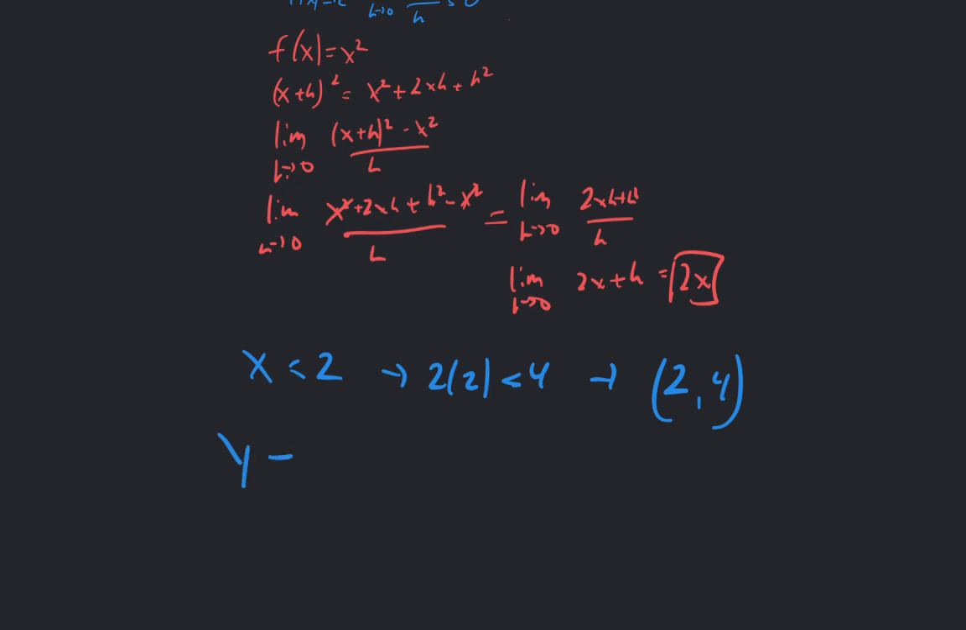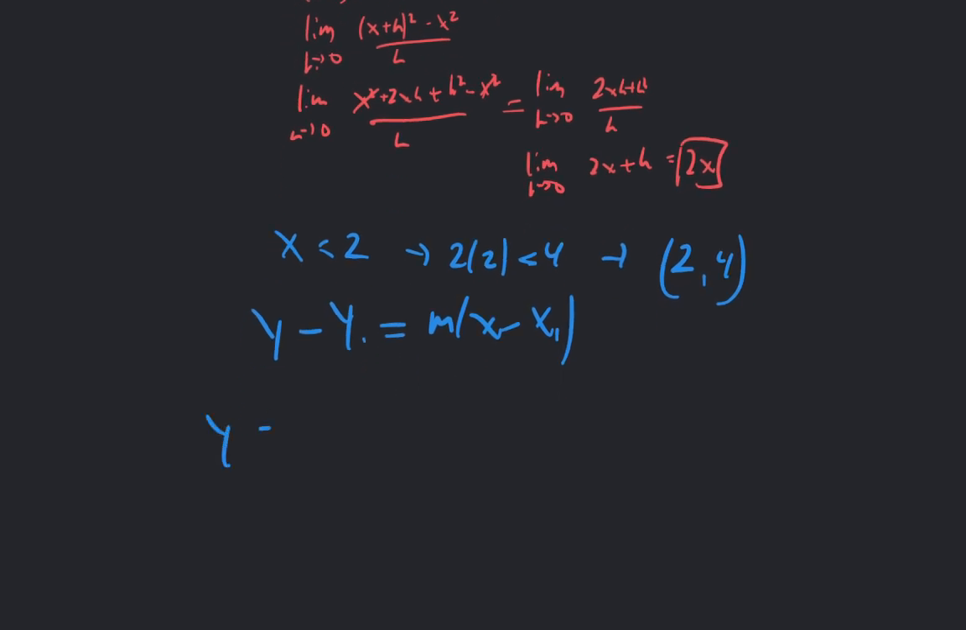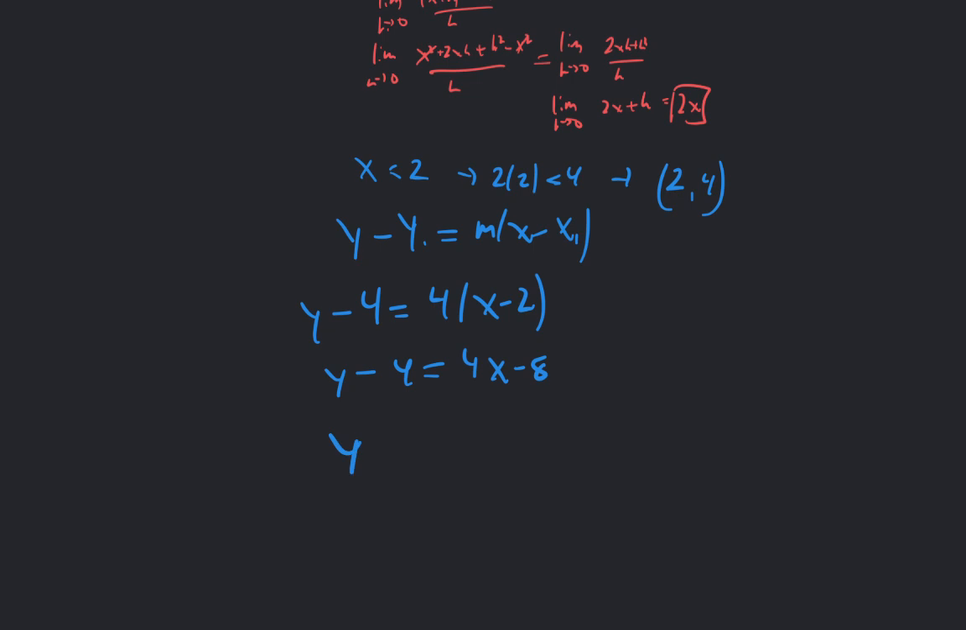So to find the line through the point, y minus y1 is equal to m times x minus x1, which would be y minus 4 equal to 4 times x minus 2, or y is equal to 4x minus 4, or y is equal to 4 times x minus 1. Could write it like that.